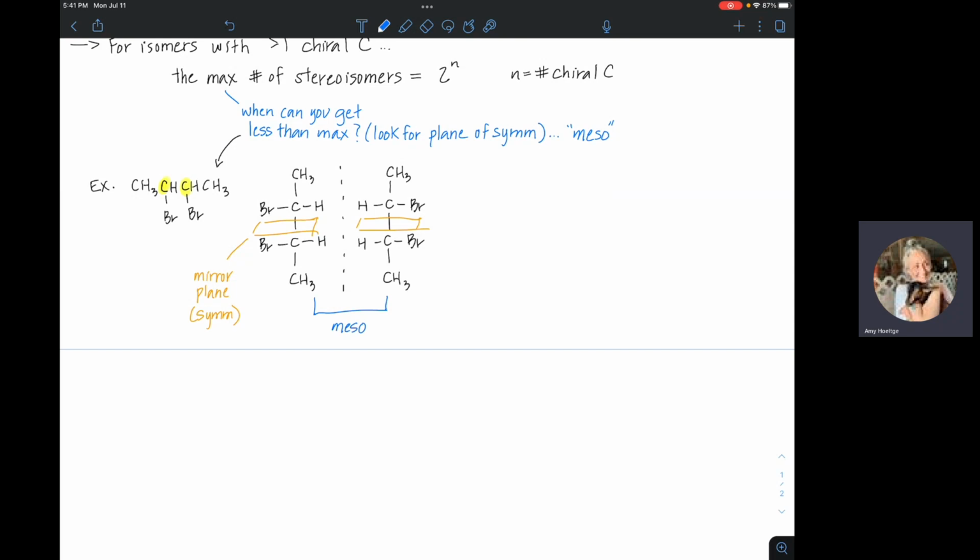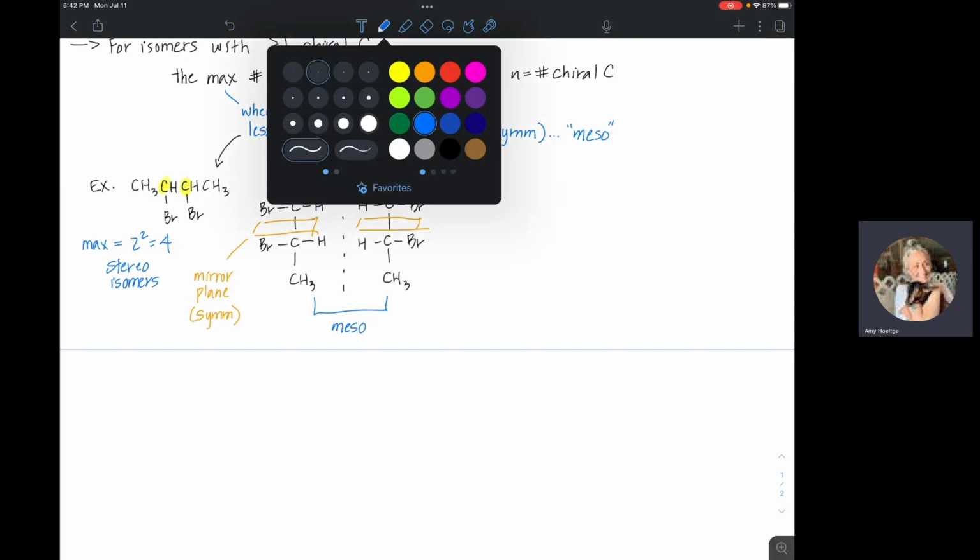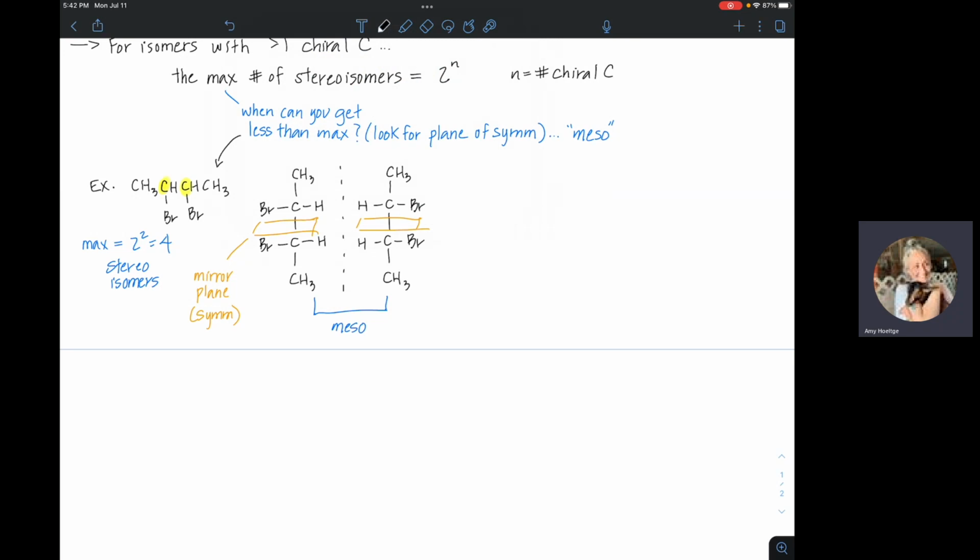But it doesn't mean that you don't have other stereoisomers, right? In this particular molecule, the max stereoisomers is going to be 2 to the 2, right? So there should be 4. You expect 4 stereoisomers. But because we have that mirror plane, one of them doesn't count. They are meso compounds. So where are the other 2 then? This is where I'd like to introduce you to the concept of diastereomers.